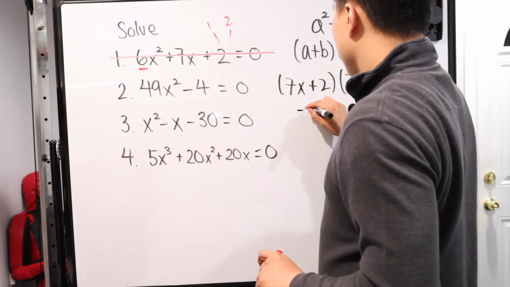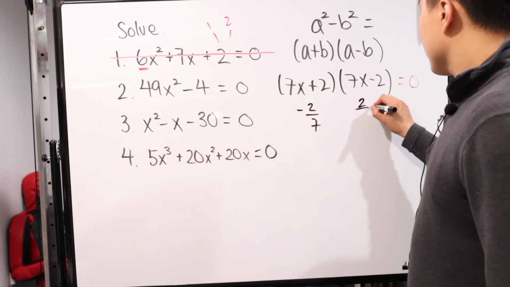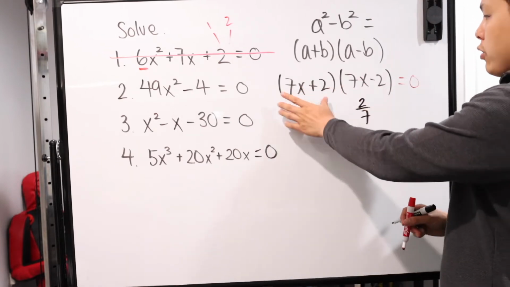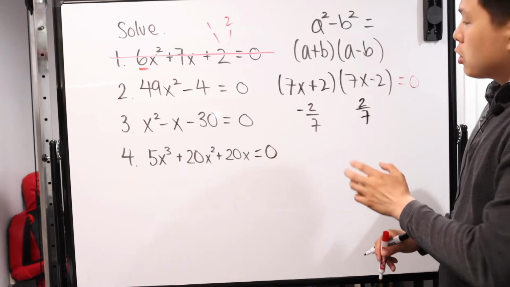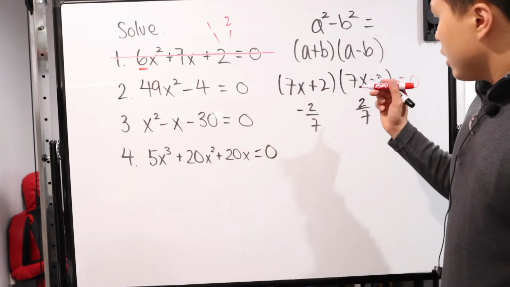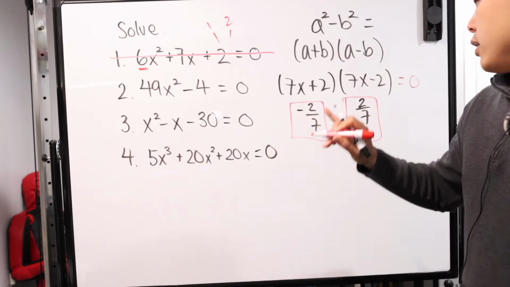So it's going to be negative 2 over 7, or add 2 divided by 7. That's going to be 2 over 7. Because once again, we're trying to make sure that these two multiplied together become 0. Either this one's going to be 0 or this one's going to be 0. So you're just solving them individually by saying equals 0 and figuring out what x is. There it is. Right? Two different possibilities, this or this.